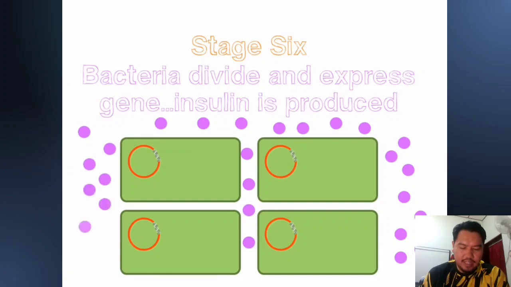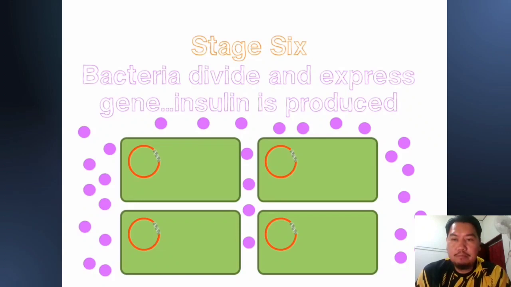Okay, in this stage 6, the bacteria will start to produce insulin. The more times it divides, the more insulin is produced. It's a very effective way to produce a large amount of insulin in a very short time. Okay, that's an example of insulin production by genetic engineering.